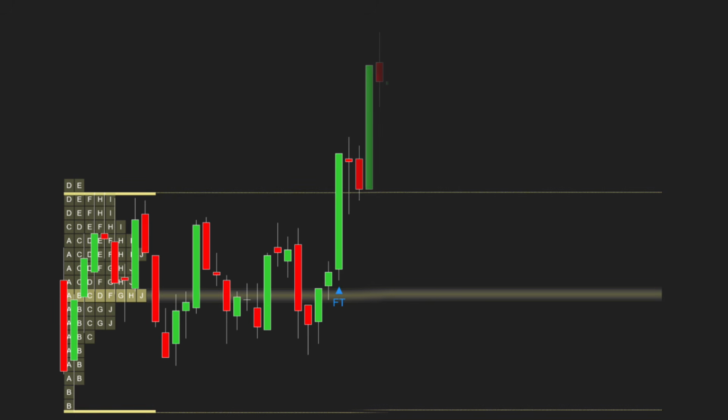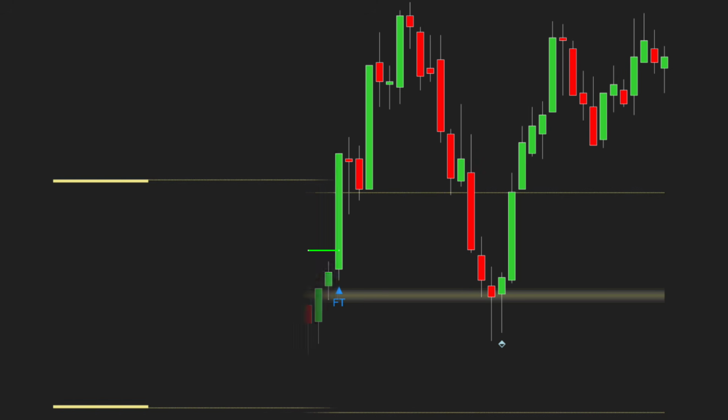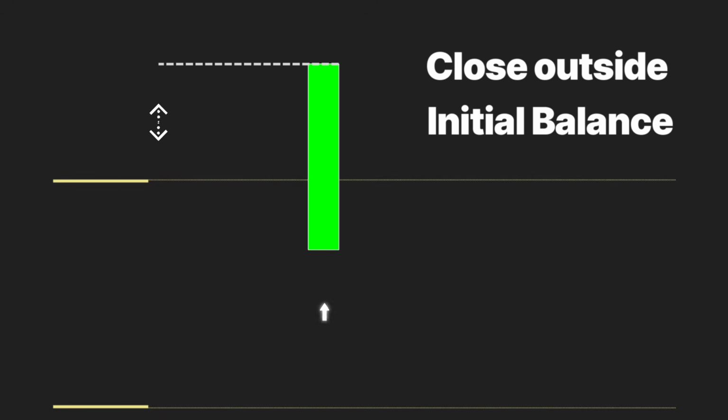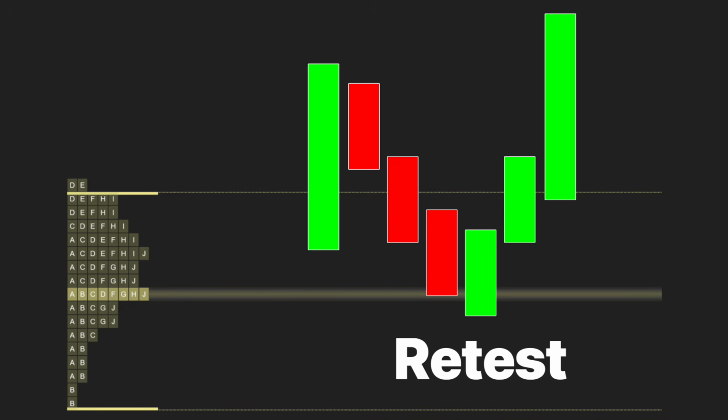The third component consists of two core signals, break and retest. Flex TPO only confirms a break when price closes outside the initial balance, helping filter noise and avoid false breakouts. After that, Flex TPO monitors and identifies a retest at the POC, a critical level for observing market response, rather than chasing price at the moment of the breakout.